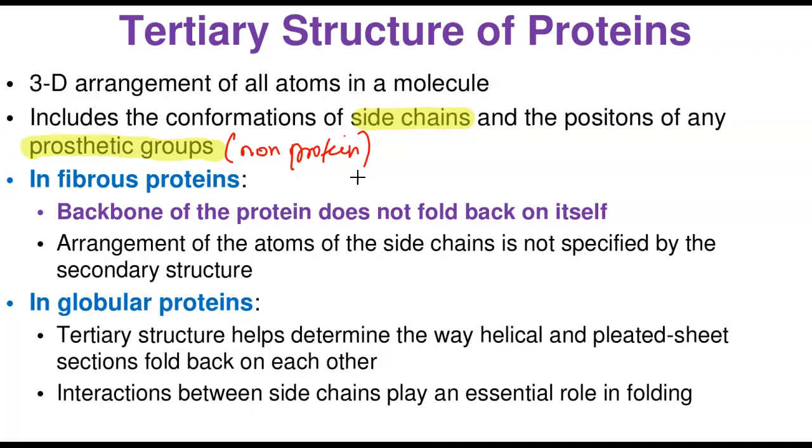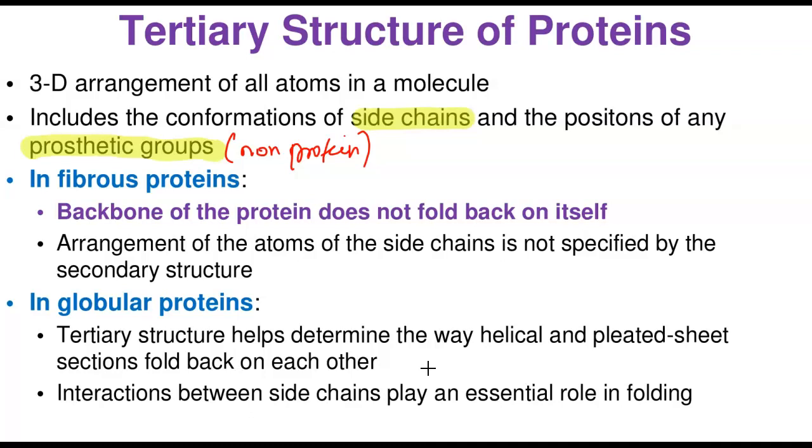In fibrous proteins, the backbones, of course, do not fold on each other. So the fibrous proteins are better understood by their secondary structure. They don't have an extensive tertiary structure. However, in globular proteins, remember what we said, they tend to have substantial portions of both the alpha helix and the beta-pleated sheet. And the implication is that they fold on each other.